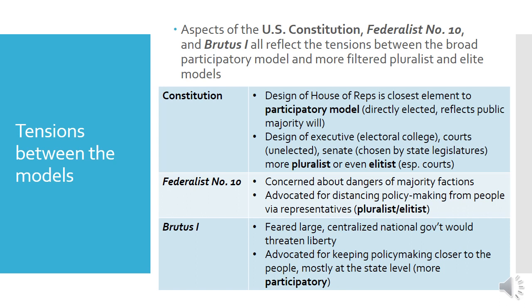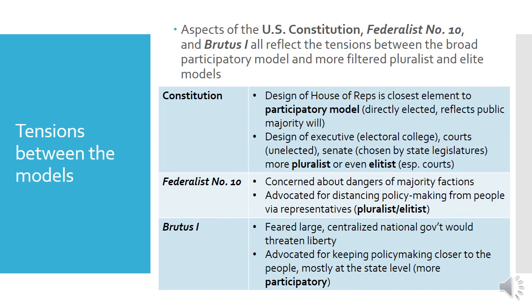Brutus number 1 is more on the participatory side. This is one of the anti-federalist papers arguing that this new centralized national government was too large, too consolidated, too powerful. It would threaten the rights and the liberties of the people. And so instead of that, Brutus number 1 and the anti-federalists are advocating for keeping policymaking closer to the people at the state level.